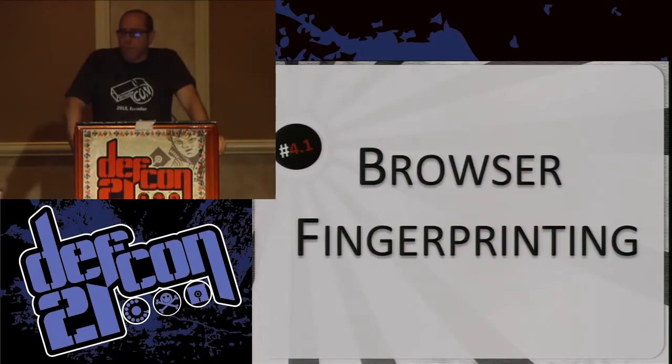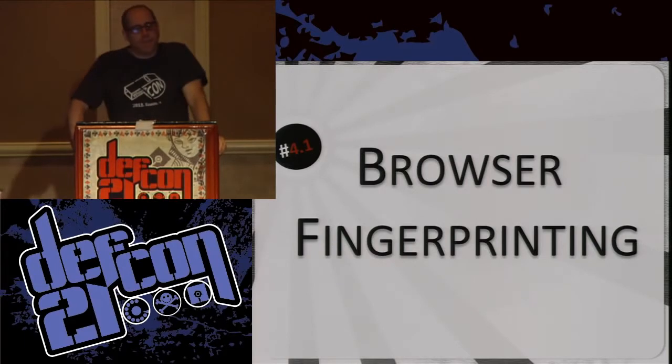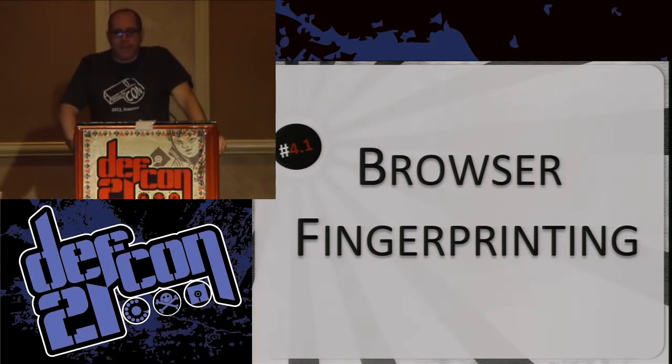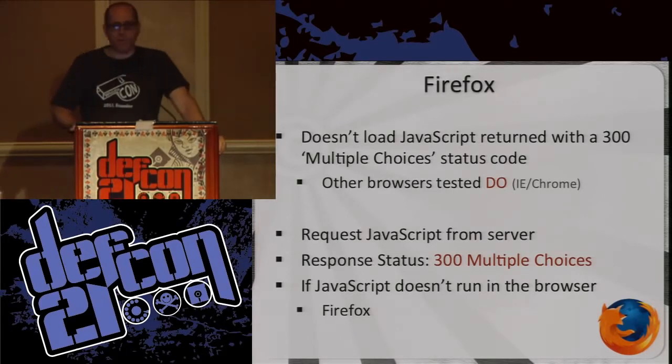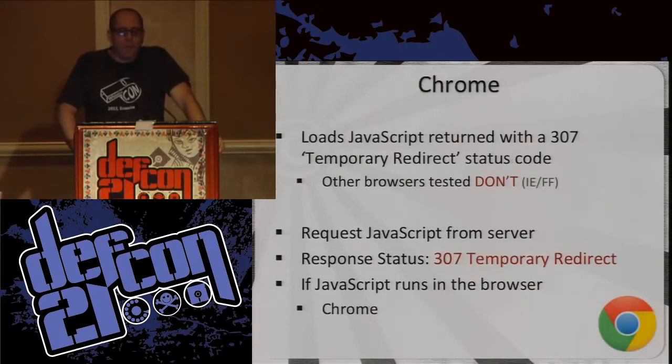So, browser fingerprinting. Okay, so yeah, you can check user agent strings, but that's client-side controlled. You can easily spoof that stuff. But if you take the differences, you can really do some interesting fingerprinting work on Firefox, on Chrome, and on IE. So on Firefox, based on the information we have, it doesn't load JavaScript returned with a 300. Okay? The other browsers do. So you simply return a JavaScript with a 300, and if the JavaScript runs, it's Firefox.